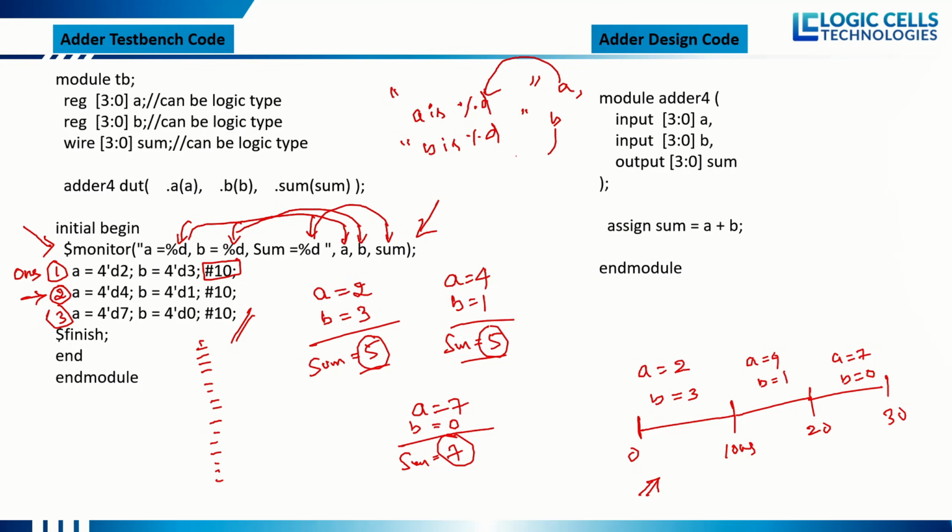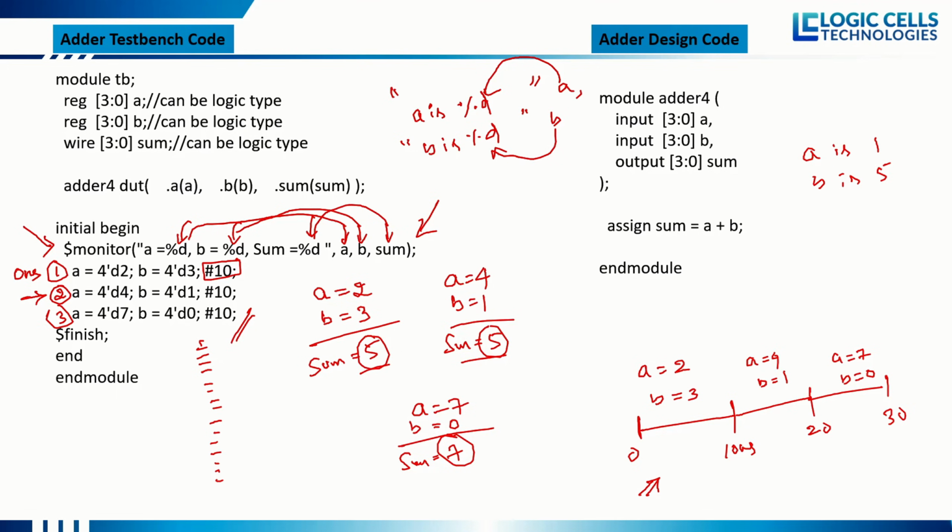Once it simulates, B will come and sit here. You will see the log, right? A is 1, B is 5, something like this. So that is how a very simple design and test bench will be written.